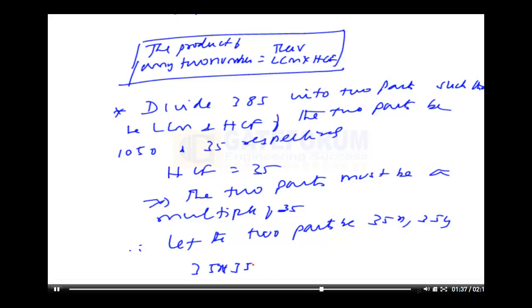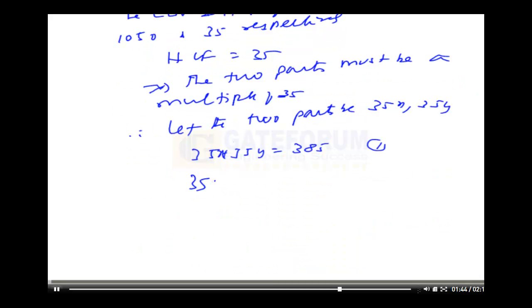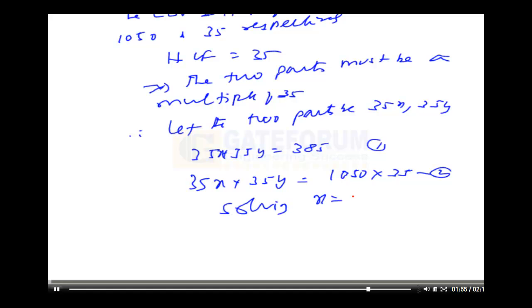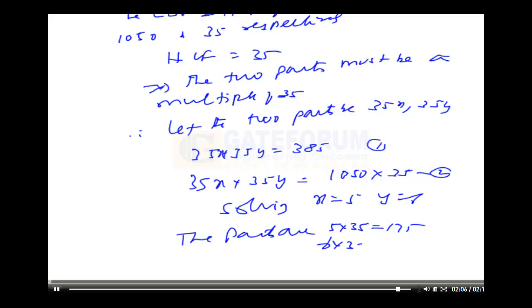The sum of the parts should give you the number 385. Then the product of the two numbers is the product of the LCM and HCF. Solving, we get x is equal to 5, y is equal to 6. So the parts are 5 into 35, 175, and 6 into 35, 210.